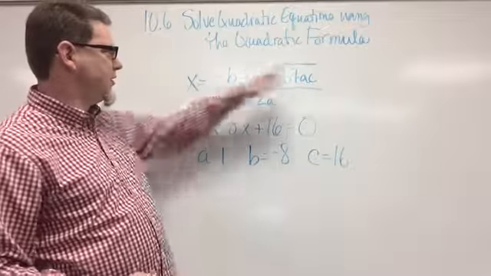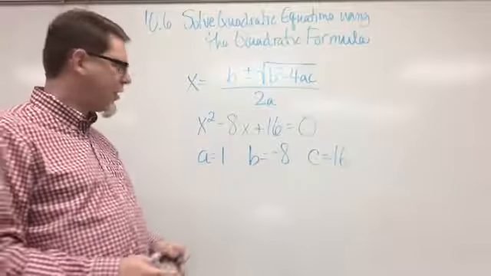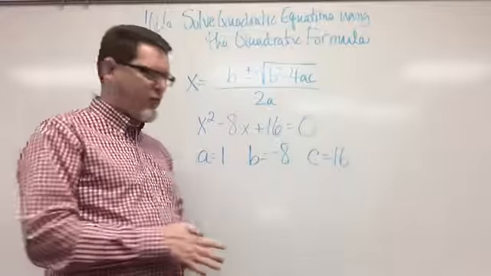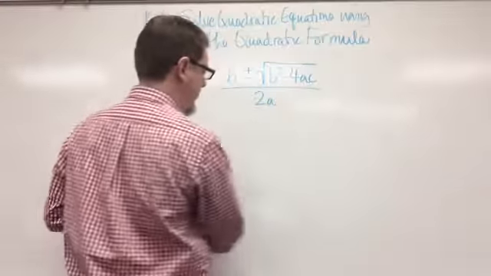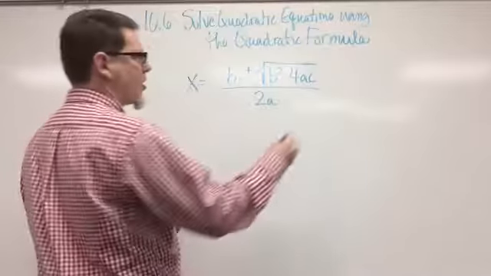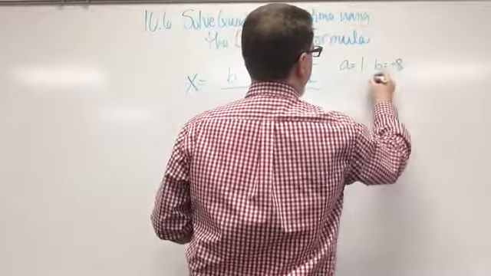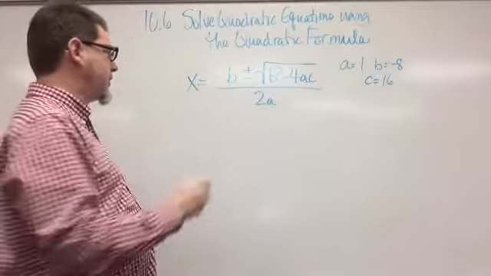Well, you can imagine that a formula this large is going to take a lot of room. So I'm going to remember that a is 1, b is negative 8, and c is 16. And we're going to erase 1, negative 8, and 16. I'll write it over here. A equals 1, b equals negative 8, and c equals 16. So now let's plug those in.